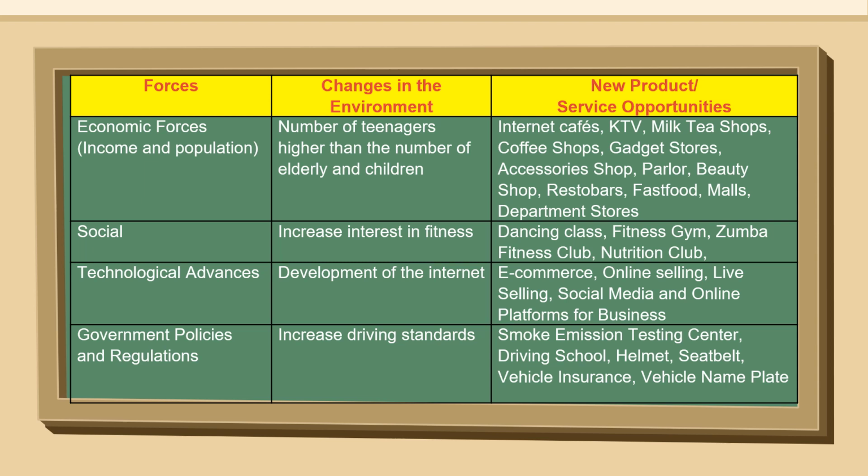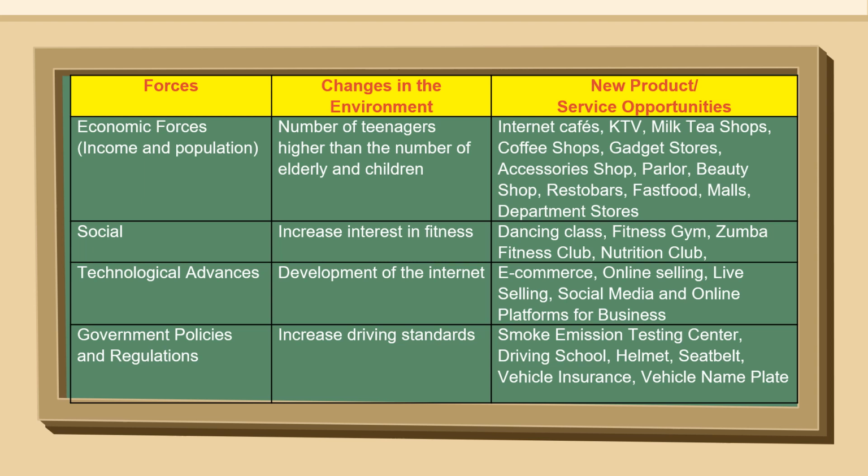In the social forces, you have increased interest in fitness, especially during the pandemic. People were so aware and conscious about their health. So new sprouting product or service opportunities include having a dancing class, maybe do it online, having a fitness gym, Zumba fitness club, or a nutrition circle. Technological advances, development of the internet. So of course, as a new product or service opportunity, you have e-commerce.